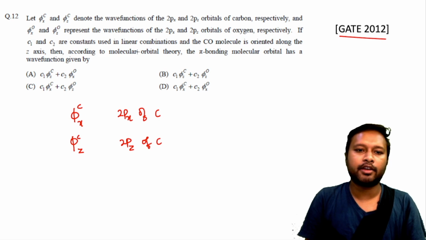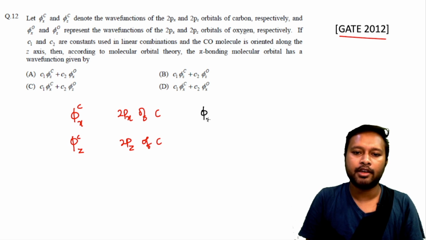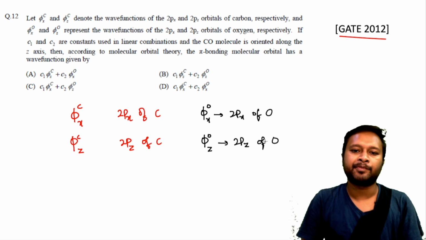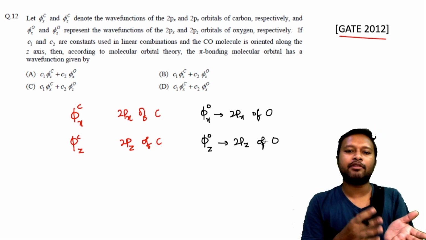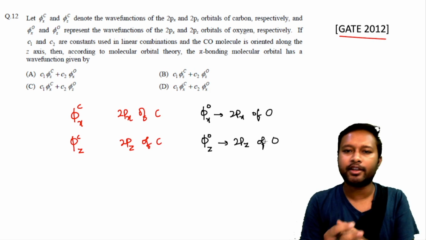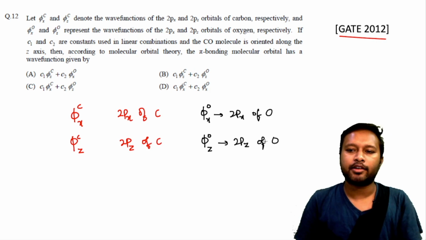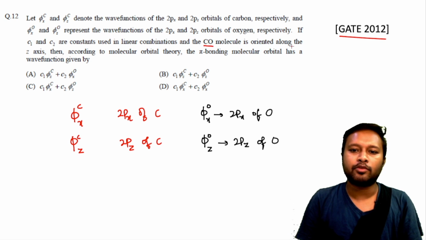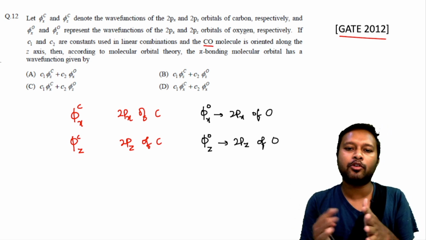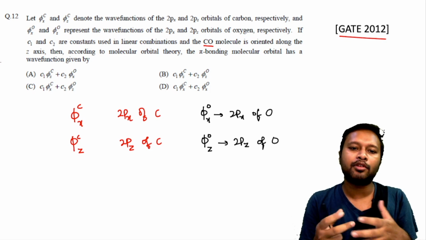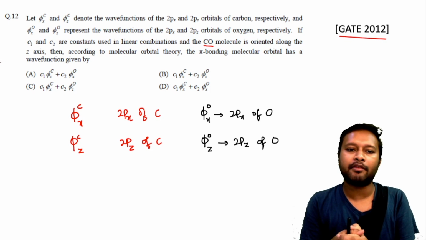Now if you take the other part, that is phi xo, this represents the 2px orbital of oxygen, and phi oz represents the 2pz orbital of oxygen. Now they are asking, where C1 and C2 are the constants used for the linear combination, the carbon monoxide or the CO molecule is oriented along the z-axis. Then according to the molecular orbital theory, the pi bonding molecular orbital has a wave function.